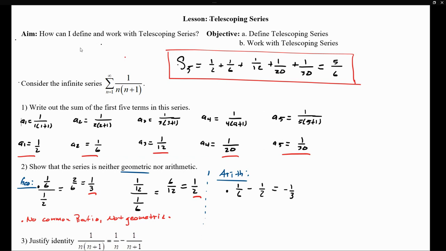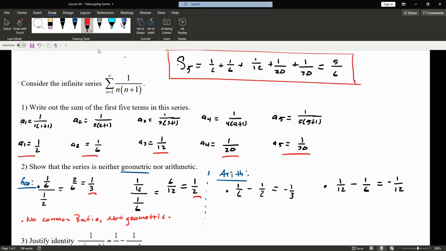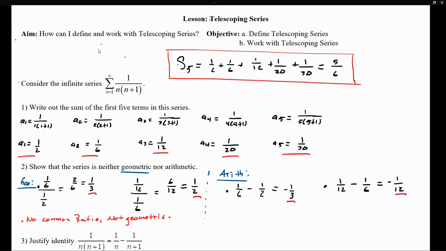Well, if I get another term, 1/12, and subtract the one that came before that, which is 1/6, notice that I get negative 1/12. So now notice that we don't share the same difference. Therefore, there is no common difference among them. So there is no common difference. Therefore, it is not arithmetic.